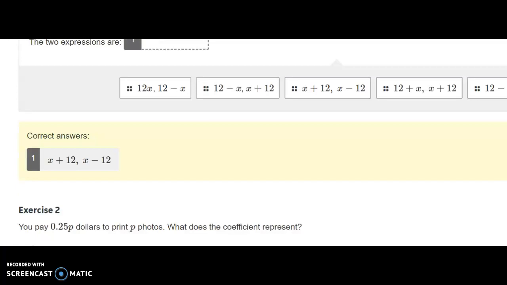All right, so the next question says you pay 0.25 or 25 cents for each photo, P dollars to print P photos. So what does the coefficient represent? So your coefficient is the number that's next to your variable, and you're talking about the 25 or the 0.25 or the 25 cents. When we're looking at our coefficient, what we're saying is that P represents the number of pictures. So if I have one picture, it's going to be 25 cents. If I have two pictures, it's going to be 50, three pictures, 75, four pictures, $1, and so on. So I would just multiply this by the number of pictures.